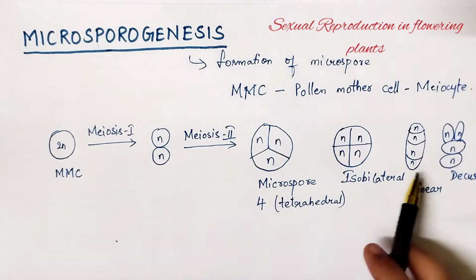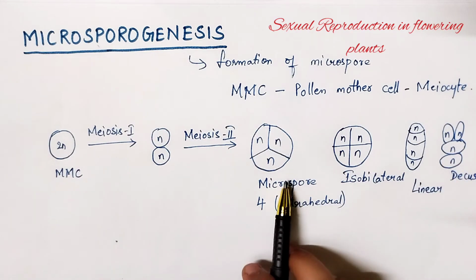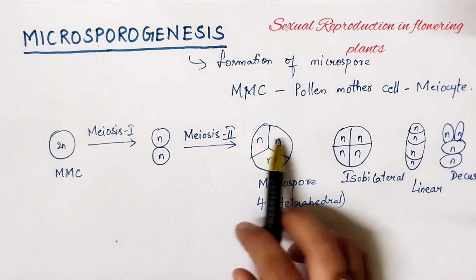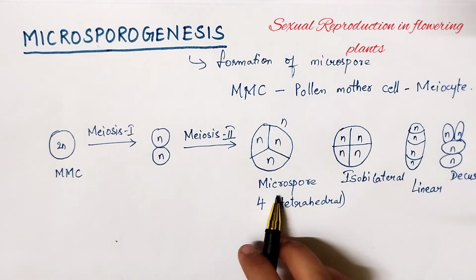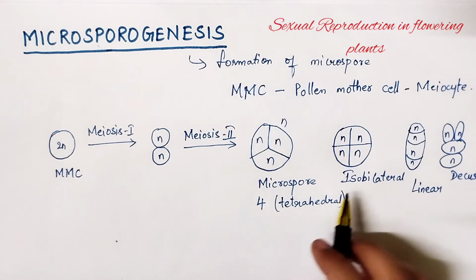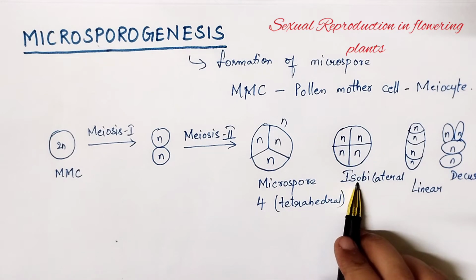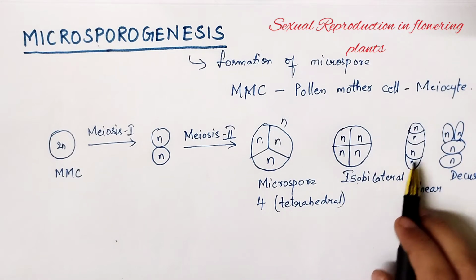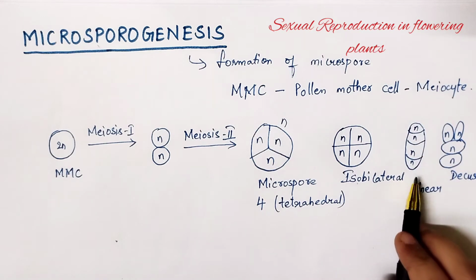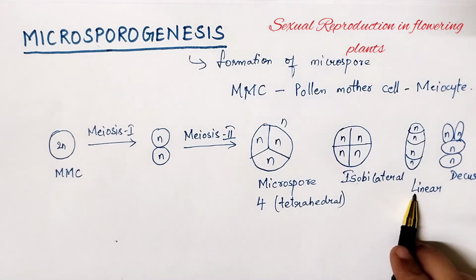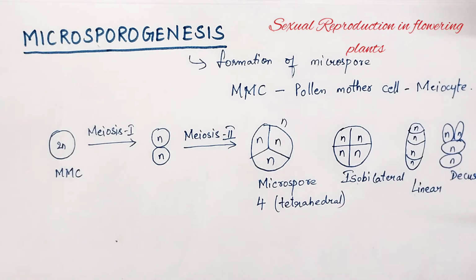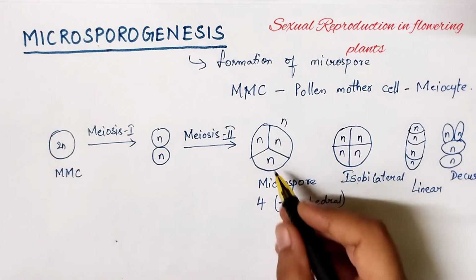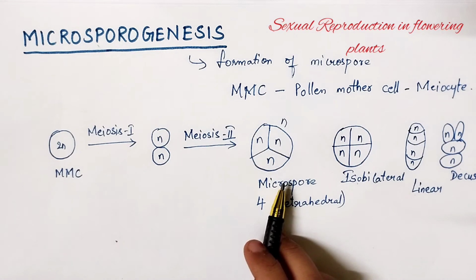These are the different forms of arrangement of the 4 microspores. The first one, with 1, 2, 3 and one more at the back, is the tetrahedral structure. This kind of arrangement we call isobilateral, and the arrangement where the haploid cells are arranged one upon the other is called linear, and the last one is decussate. Now, the tetrad is the most common.